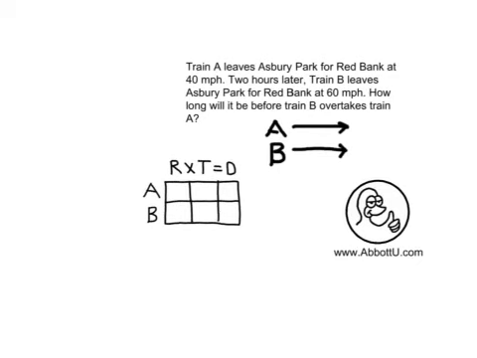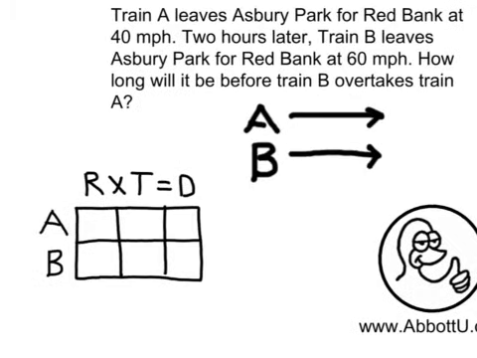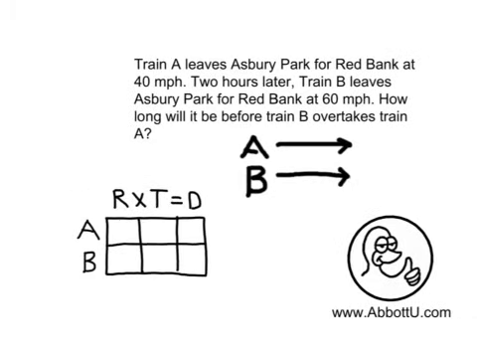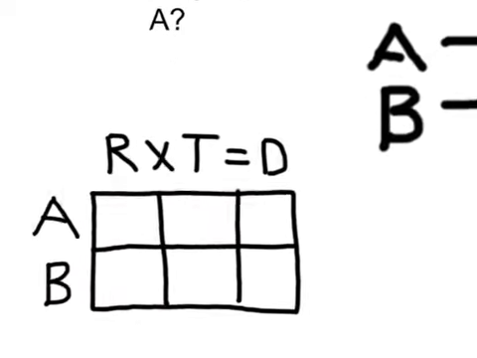So here's the point where it's a good idea to fill in that table. So what do we've got? We've got Train A leaving Asbury Park for Red Bank at 40 miles per hour. So that means that Train A is traveling 40 miles per hour. And we've got Train B leaving Asbury Park for Red Bank at 60 miles per hour. So that means Train B is traveling at 60 miles per hour. I'm going to go ahead and fill that part in now.